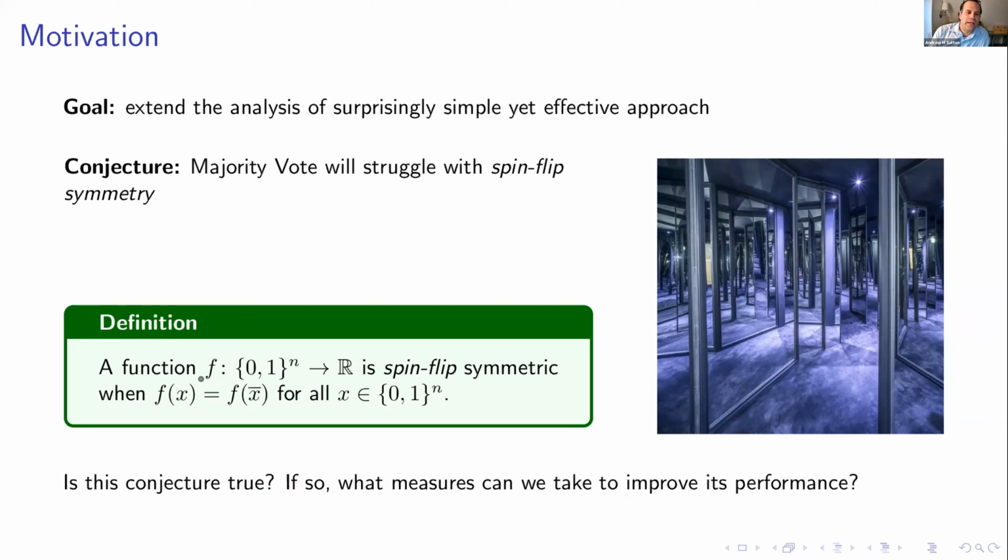In other words, you take a string, whatever its fitness is, that also is the fitness of its complement. So is the conjecture true? We wanted to prove this. And if it is in fact true, what measures can we take to modify this sampling approach in order to improve its performance on spin-flip symmetric functions?